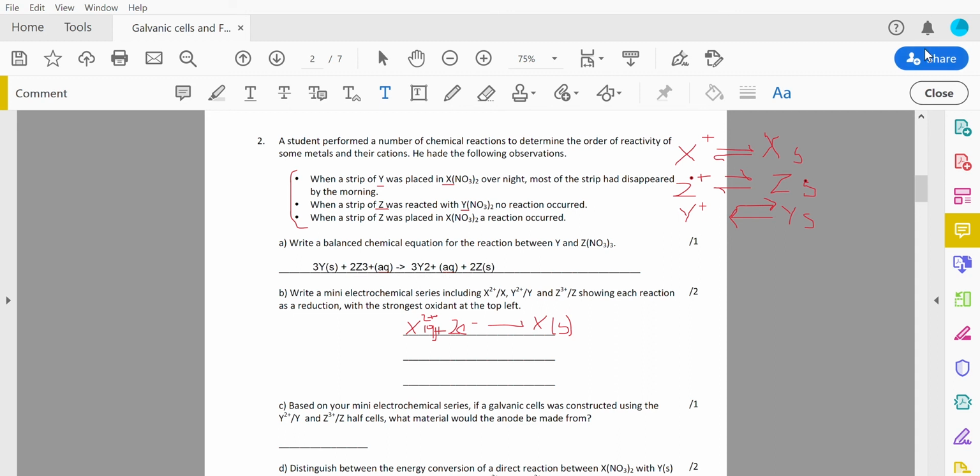Okay, so I think that clears up most of what you have to do with that, especially the logic of what you have to do for writing that mini electrochemical series. This is definitely something that I might have you doing in your actual SAC. So make sure you understand it and make sure you talk to me if you don't.